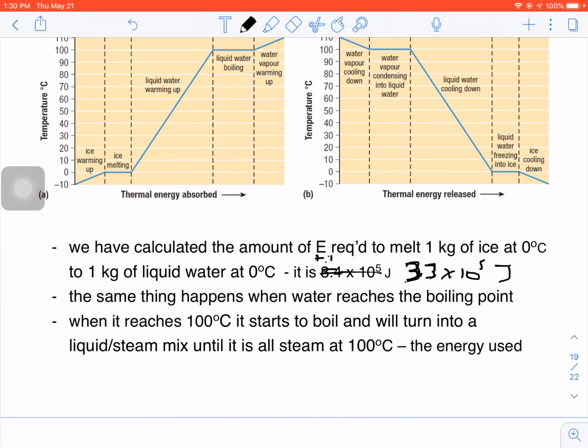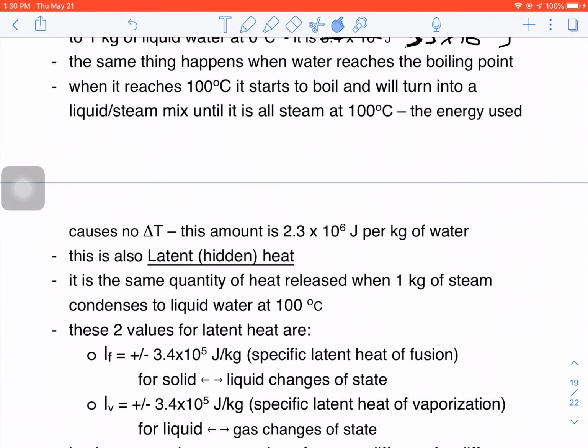The same thing happens when it reaches the boiling point, to turn the water into steam. I need to add energy, even though there's no delta T, and the question is how much energy did I need to add? It is 2.3 times 10 to the 6 joules per kilogram. If I have 2 kilograms, I'll need 4.6 times 10 to the 6 joules. If I have 10 kilograms, I'll need 2.3 times 10 to the 7 joules of energy. So again, this is also latent heat.